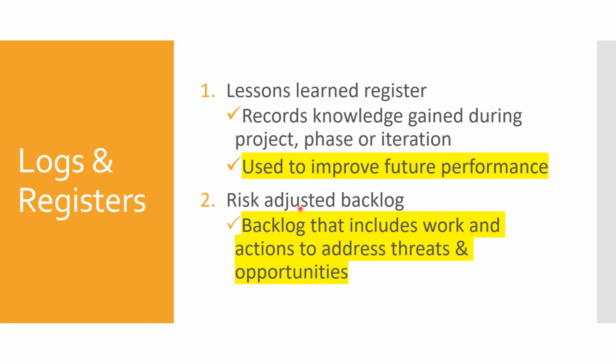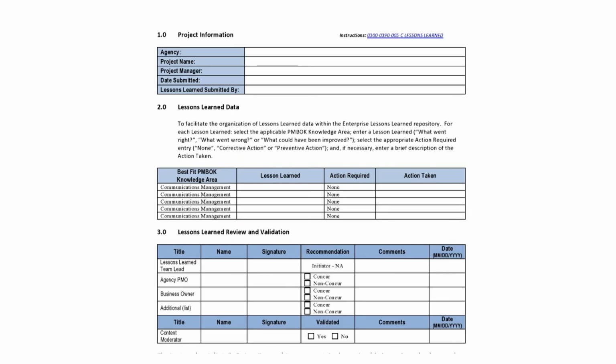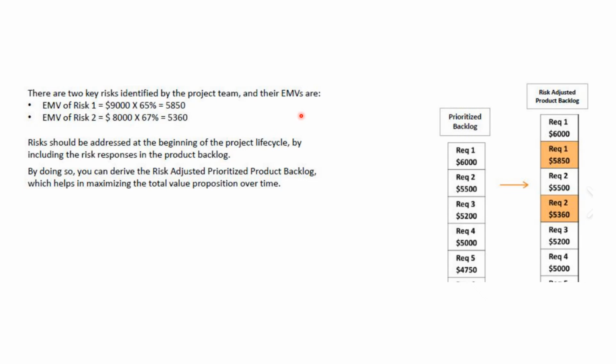The sixth one is a risk adjusted backlog, the backlog that includes work and actions to address the threats and opportunities. If we look at the samples, you will understand that this is a sample of lessons learned data. It talks about the project information and the lessons learned data here. What is the knowledge area? What is the lessons learned? What is the action required? What is the review and validation? So a sample lessons learned document might look like this.